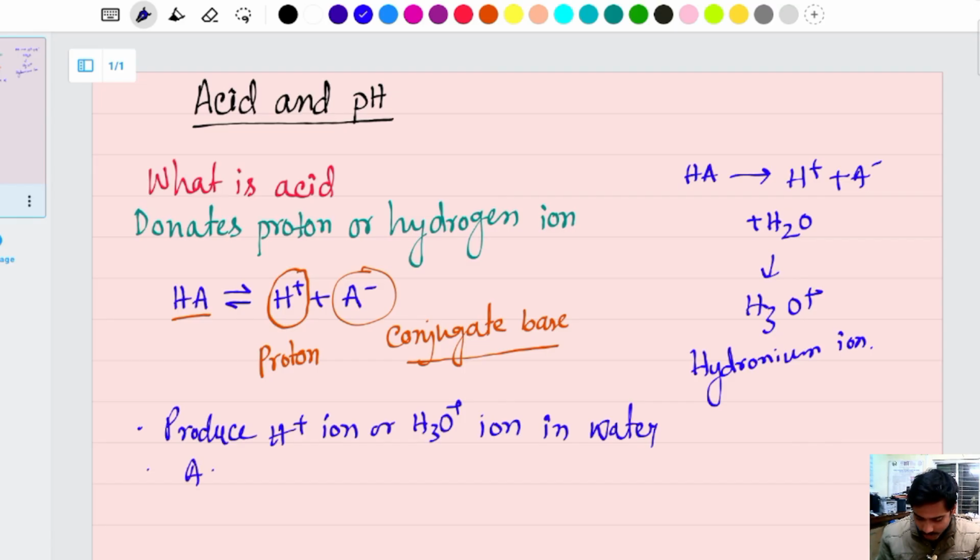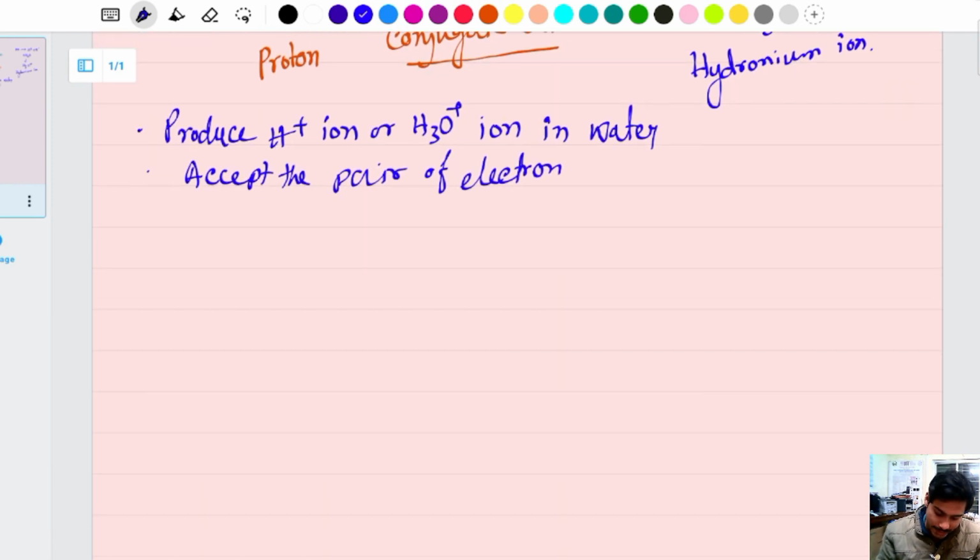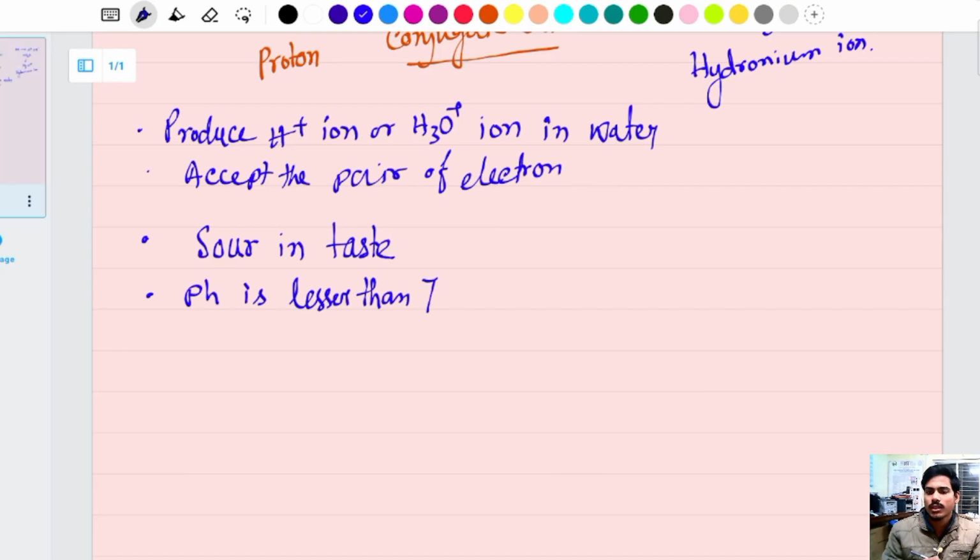It accepts a pair of electrons. Also, the taste will be sour, and the pH is less than 7. So if these criteria are there, that is called the acid.